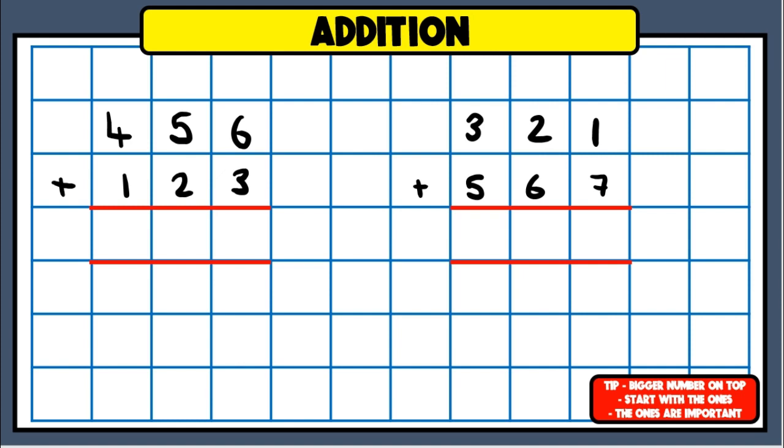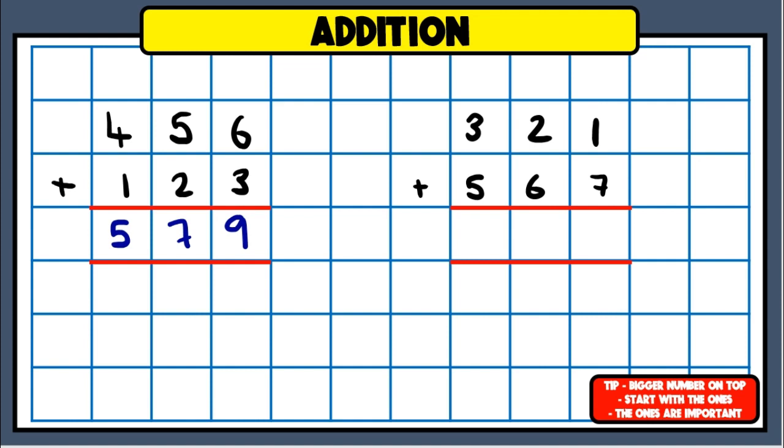Alright, so firstly, 456 add 123. We've got the bigger number on top here, although it doesn't matter, remember, for addition. Let's start with the ones. 6 add 3 is 9. 5 add 2 is 7. 4 add 1 is 5. Okay, so the answer is 579.